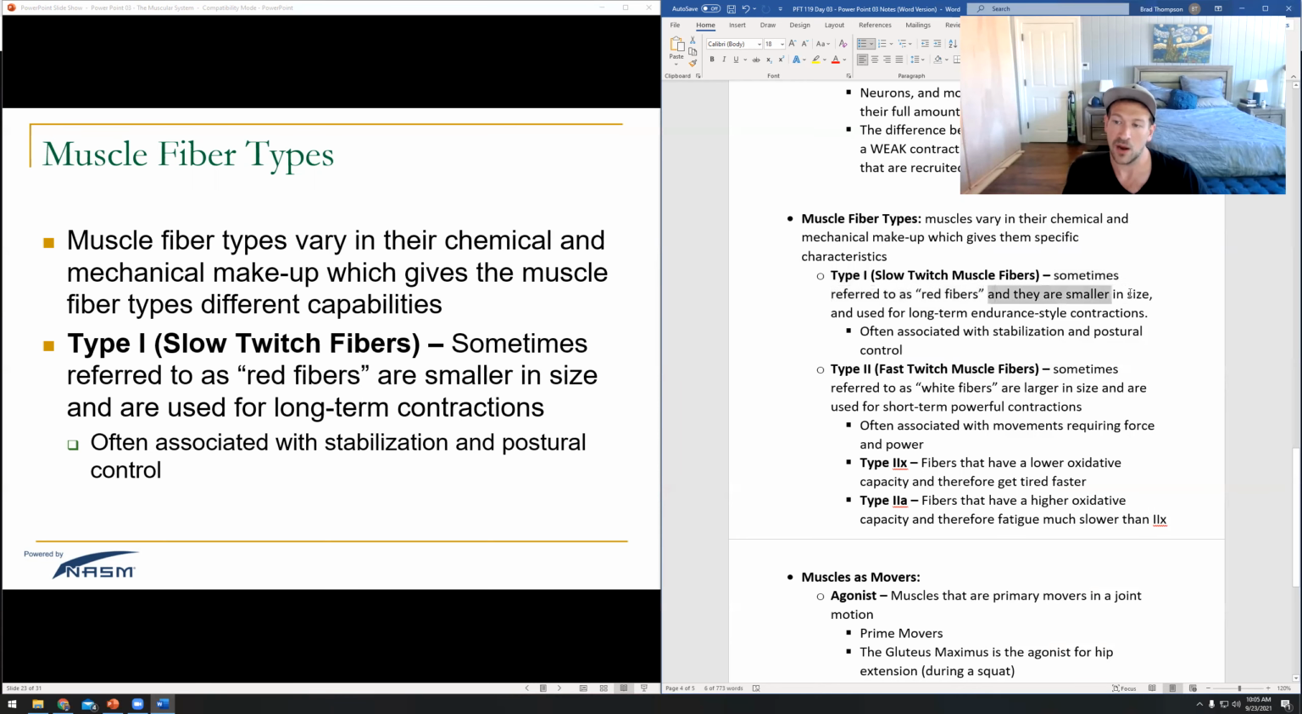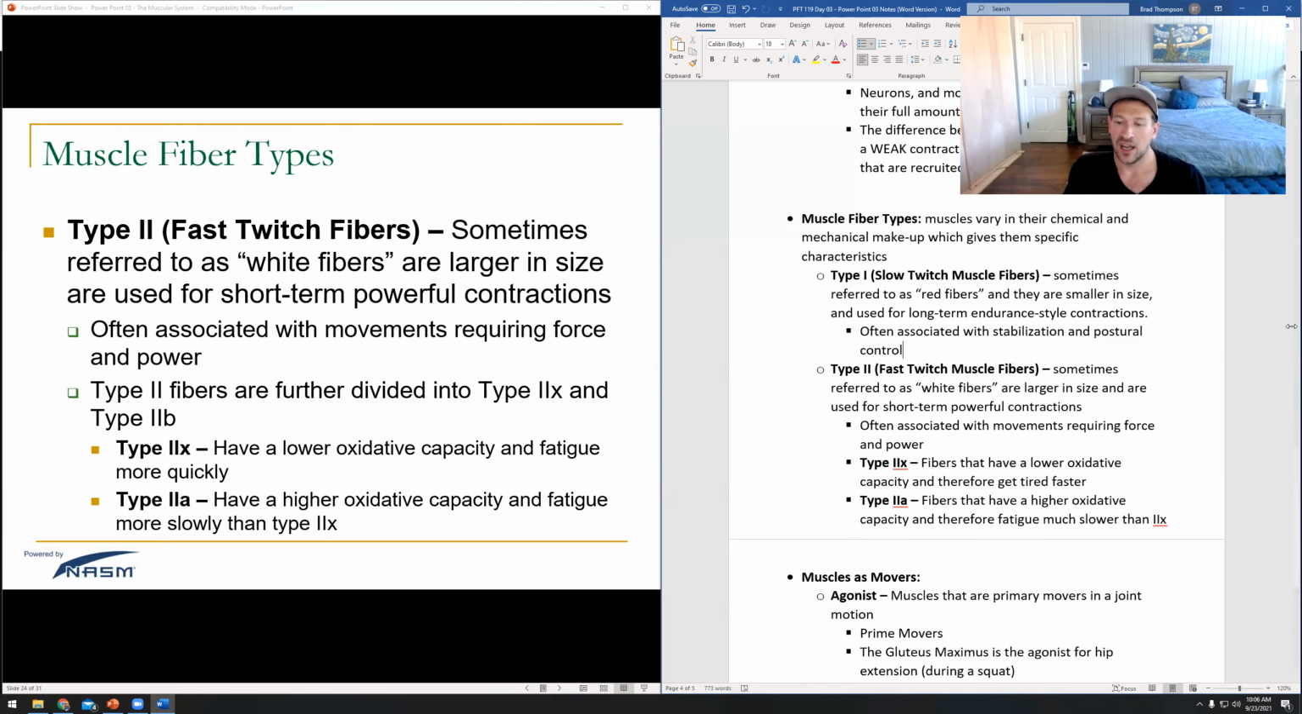They are smaller in size because they don't need to grow. They're very good at producing energy consistently, and they are used for long-term endurance type contraction. These are the muscles often associated with stabilization and postural control. The muscles keeping you upright right now, you don't really feel like you're contracting them. Those are very much slow twitch muscle fibers. Or if you were on a run, that's very much slow twitch as well.